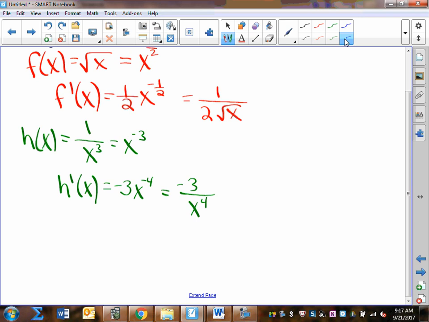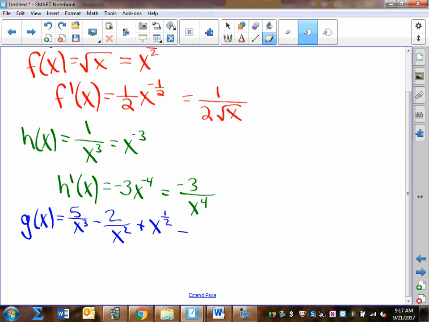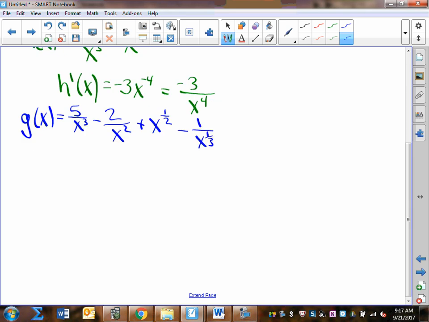Let's go with g of x. You need to really branch out to the other parts of the alphabet. All right, let's say that g of x is 5 over x cubed minus 2 over x squared plus x to the 1/2 minus 1 over x to the 1/3. 5 over x cubed minus 2 over x squared plus x to the 1/2 minus 1 over x to the 1/3. Take the derivative of that.